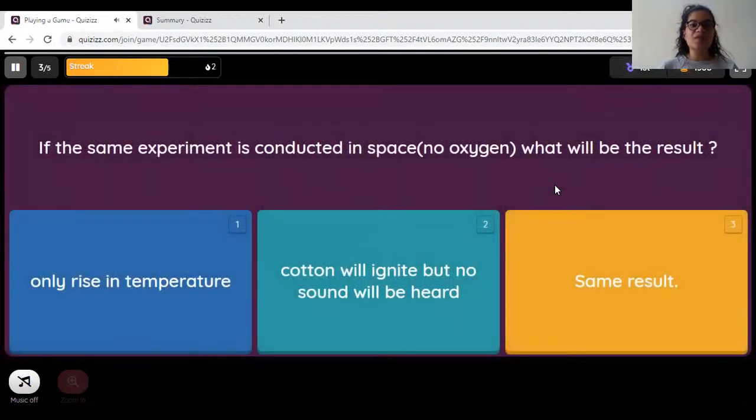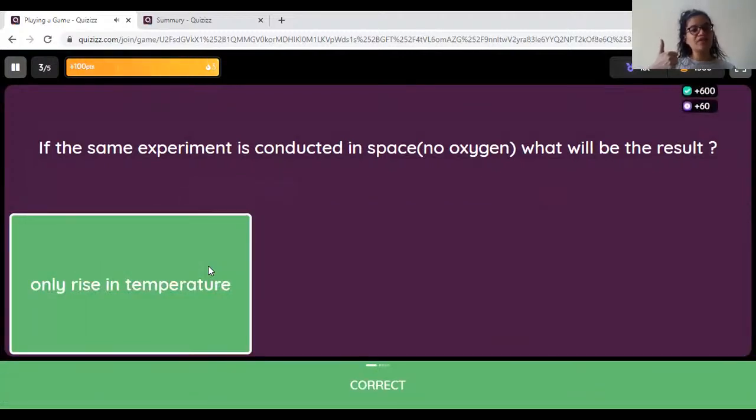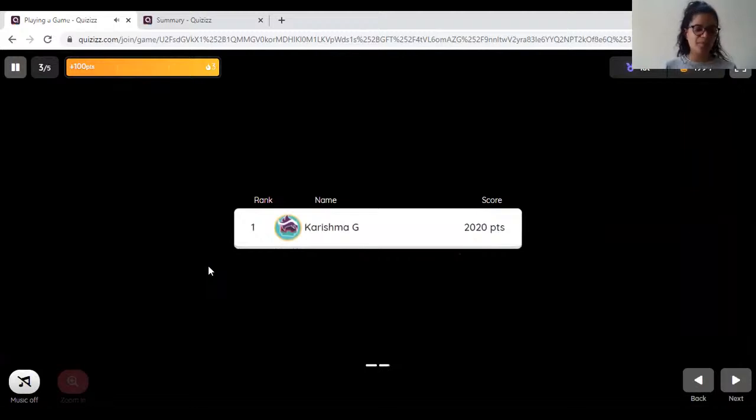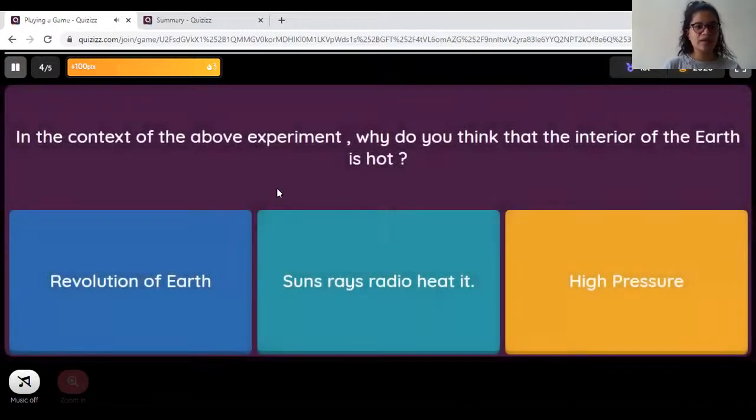If the same experiment is conducted in space where there's no oxygen, what will be the result? If there's no oxygen, what is going to happen? No explosion. Fire cannot catch, no fire can take place without oxygen, right? So only rise in temperature, cotton will ignite, but no sound, or the same result. So it's only going to be rise in temperature. Clear, everybody? Good job. Okay, next one.